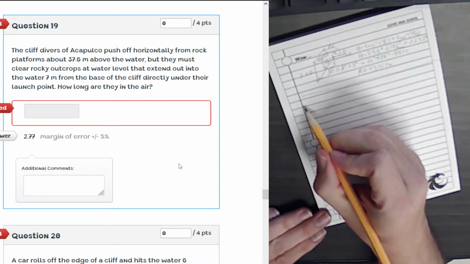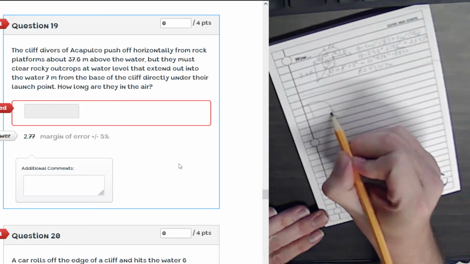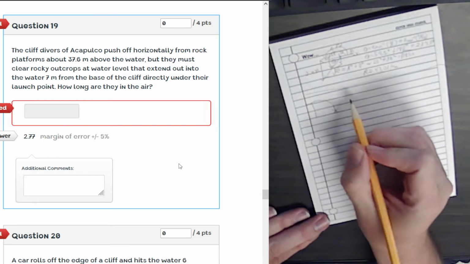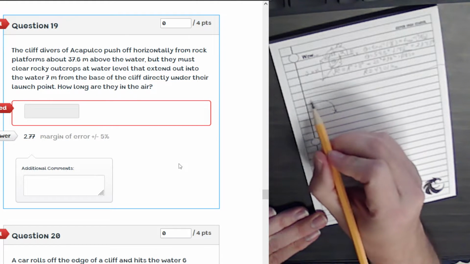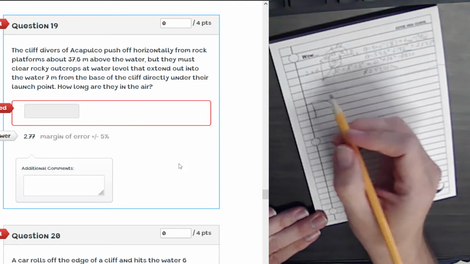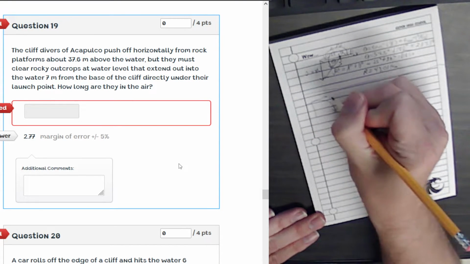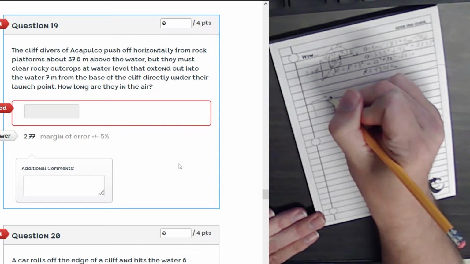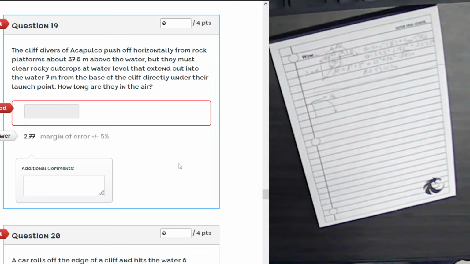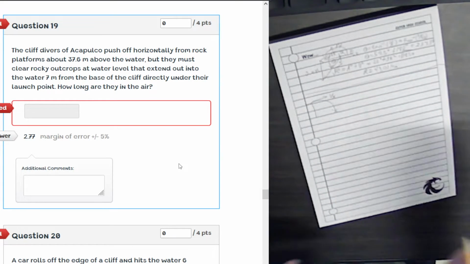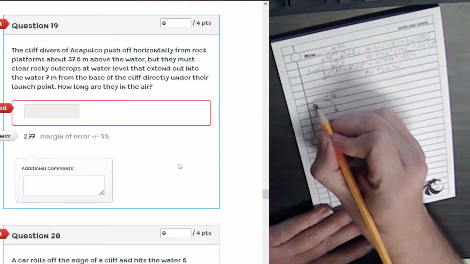So if you draw this cliff, they're just going to jump off the cliff into the water. And it says they push off horizontally, so they just jump straight out. So, you know, they run and jump or whatever. But the key there being is they come off horizontally. So this launch angle is 0. And so all your velocity is in the x direction. Alright, so it gives us a height and a distance. So the height is 37.6.